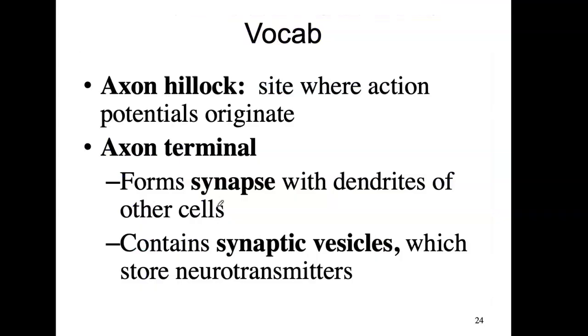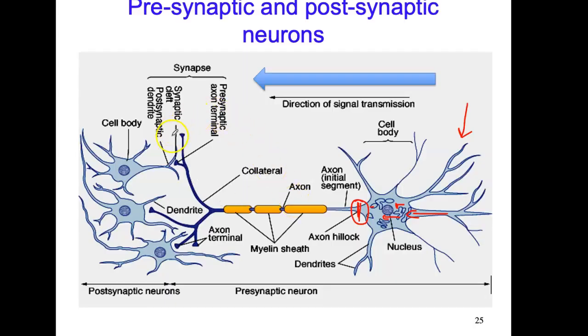Okay, so I'm going to go back. The axon hillock then is that site where the action potential will originate. And the axon terminal then forms the synapse with the dendrites of other cells, and it contains synaptic vesicles. Let's go back. So the synaptic vesicles are going to be here, going to be released here. And these are all axon terminals. You can see here, axon terminals. And I'm going to make more neurotransmitter as it's released into that area, and that's how it's going to communicate with the next cell.